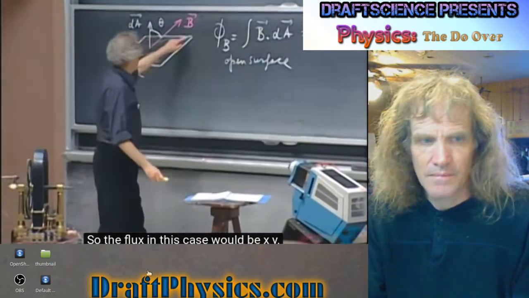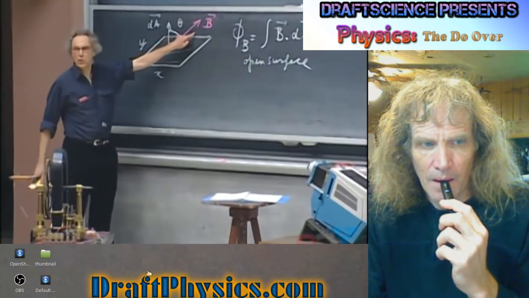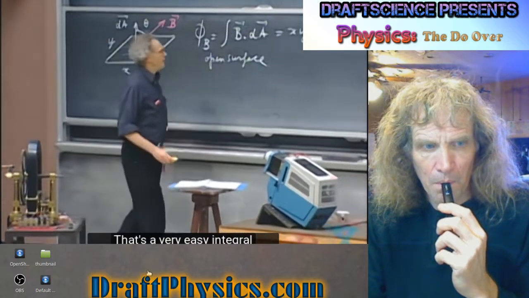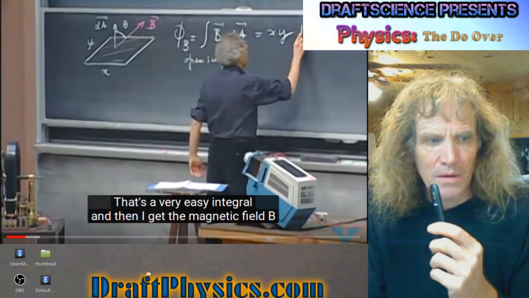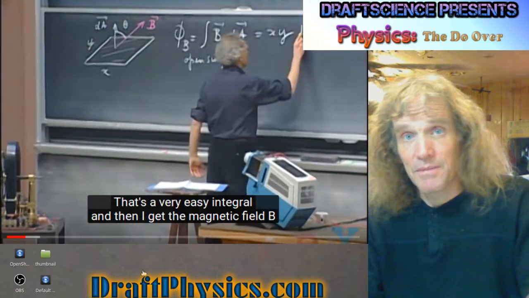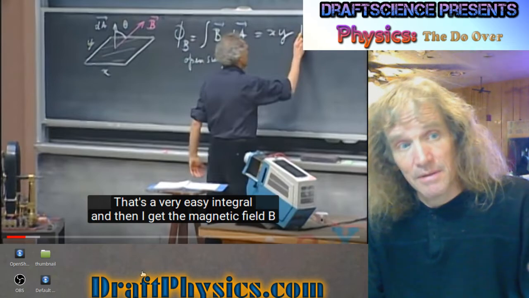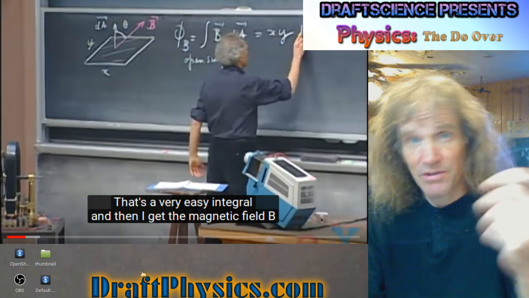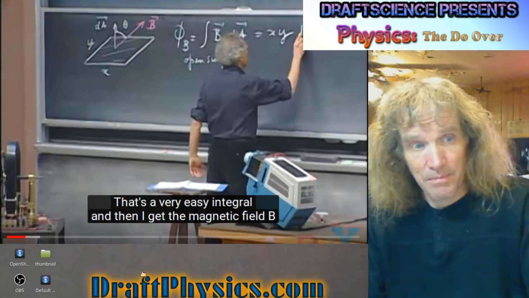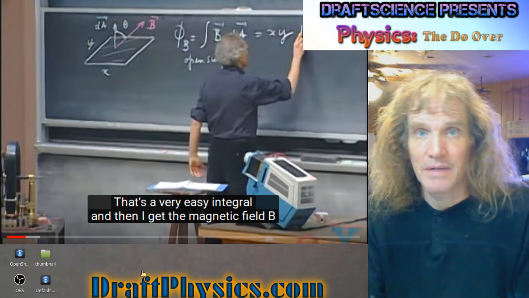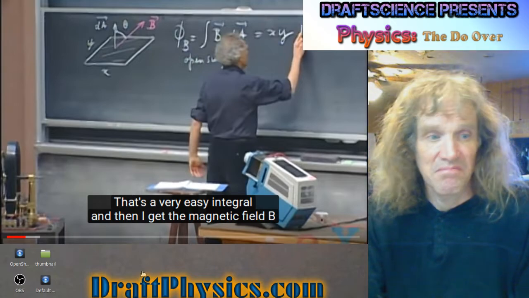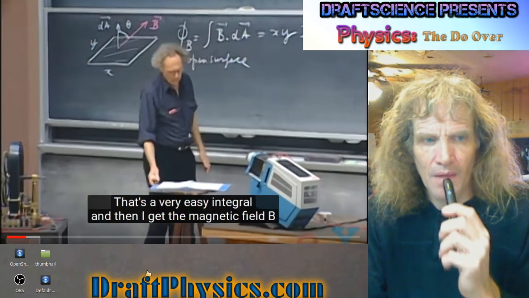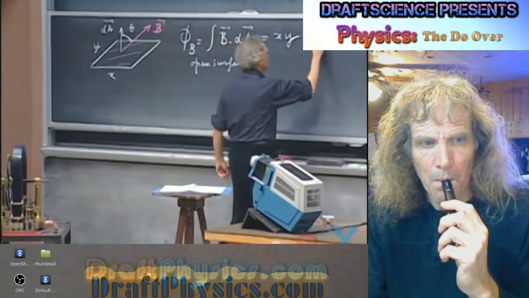A would be xy, which is the area of this loop. Since the magnetic field is uniform, that's a very easy integral. And then I get... It's never really uniform, so that's another problem with this statement. Coming from a direction especially, there's parts of the wire that'll be hit by more force and parts that'll be hit by less force, technically. The magnetic field B, and then I get the cosine of the angle.